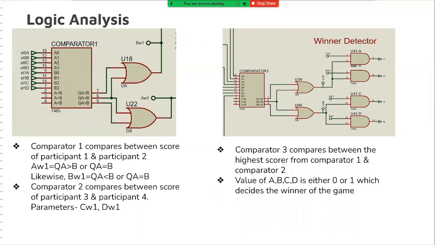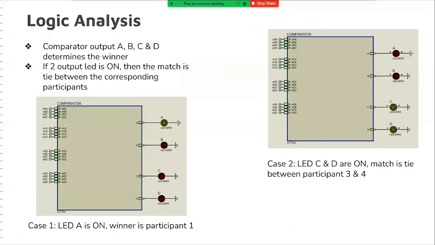In the right side picture, comparator 3 compares the highest scorer from comparator 1 and comparator 2 with the help of previously updated parameters like AW1, BW1, etc. Finally, the winner detector part provides 4 outputs, A, B, C, and D. Each of them can hold a value of either 0 or 1, which decides the winner of the game. Here, we have 2 cases of winner detection.